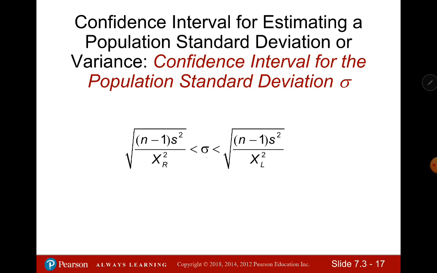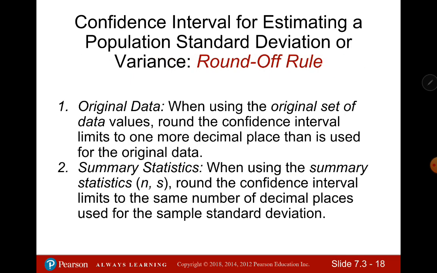And of course, we know the relationship between variance and the standard deviation. If we are talking about the standard deviation, sigma, then we need to take the square root for both sides. The remaining part is just the same. The right side critical value will be the denominator for the lower limit, and the left side critical value will be the denominator of the upper limit. Let's check the round-off rule. It's still one more decimal place than the original data.